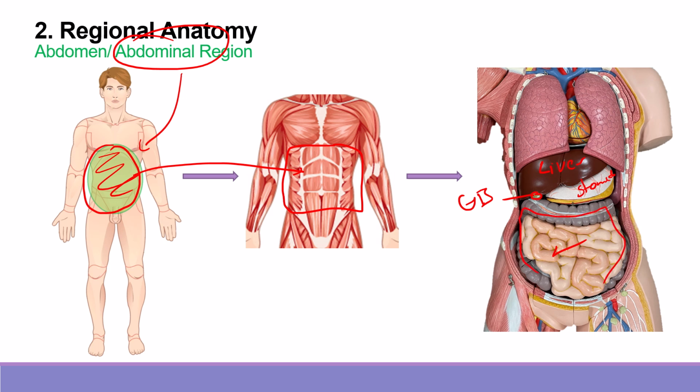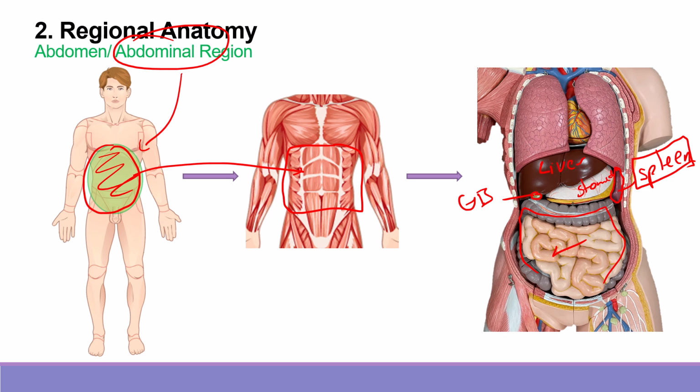However, we can also see this little organ here. That organ is the spleen. And the spleen does not belong to the digestive system. It belongs to the lymphatic system. So important here is to recognize how the organs are related to each other.